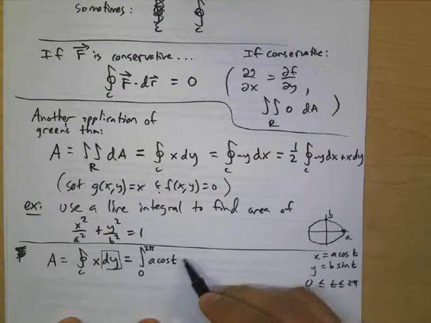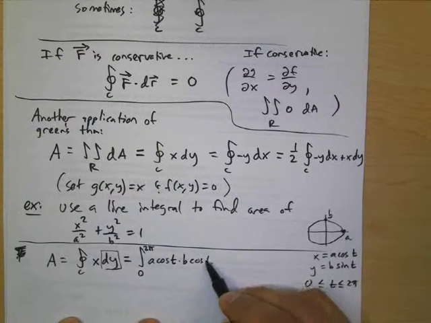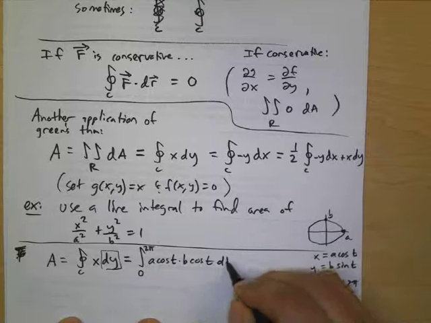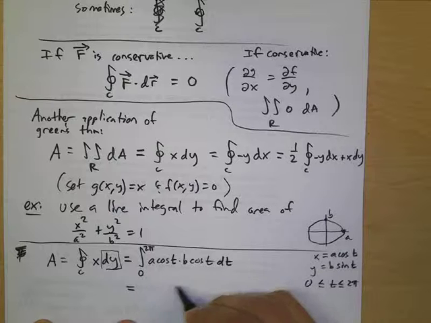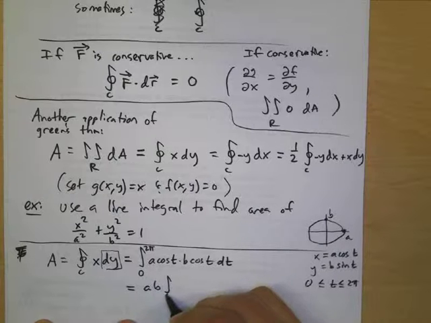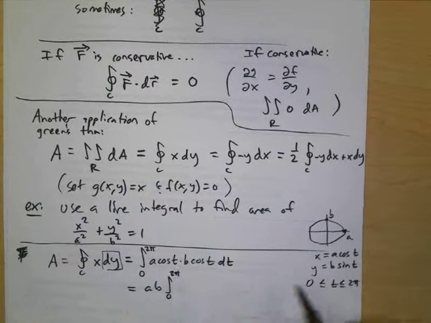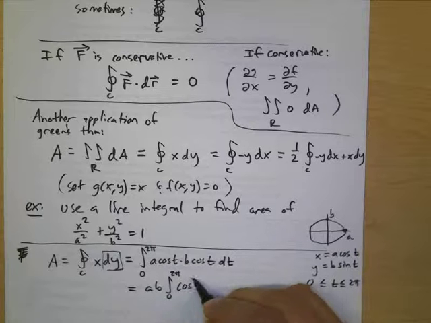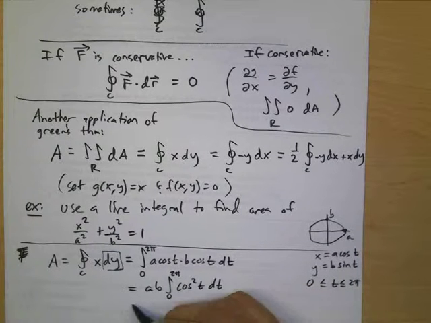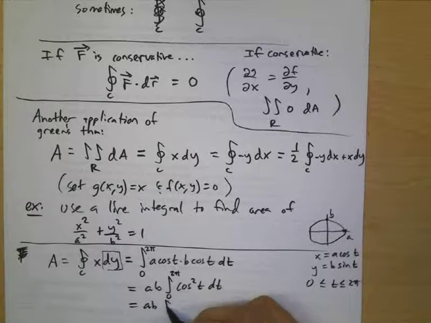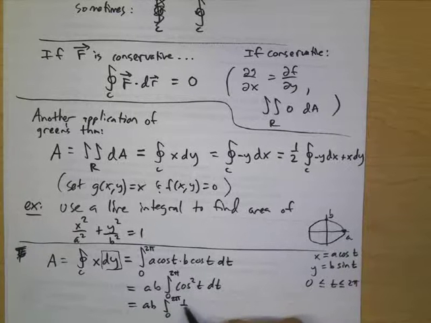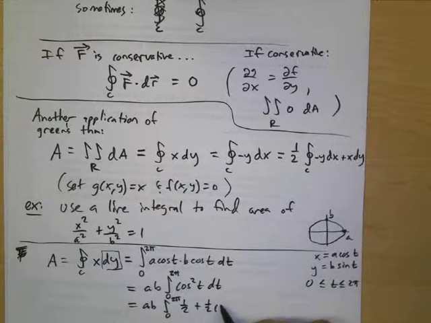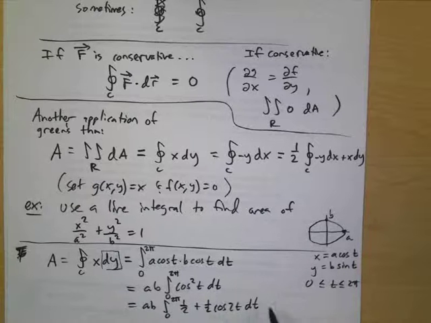Or b cosine t, b cosine t dt, right? Well, that's not too bad. We can pull out the a and the b, since those are constants. Cosine squared t is now what's left. And if you did your homework last unit, cosine squared we can write as 1/2 plus 1/2 cosine 2t. So this is not a hard calculation at all.